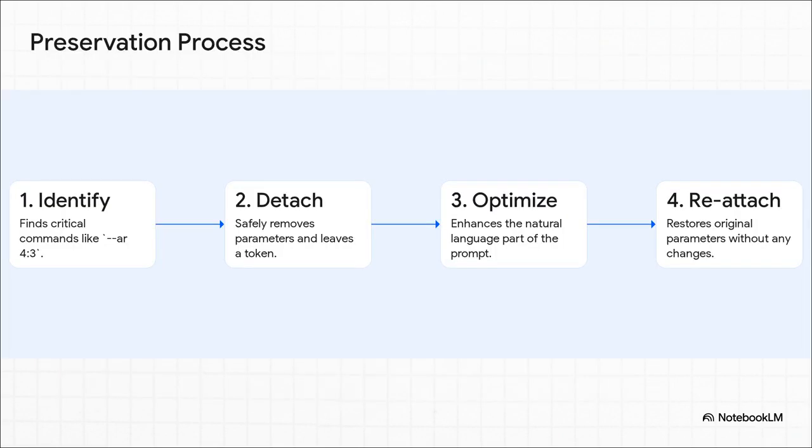And the process is so slick and effective. First, it identifies those critical parameters. Second, it pulls them out and sets them aside. Third, it works its magic on the main text part of your prompt. And fourth, it reattaches your original parameters, completely untouched. Your key instructions are never lost in translation.